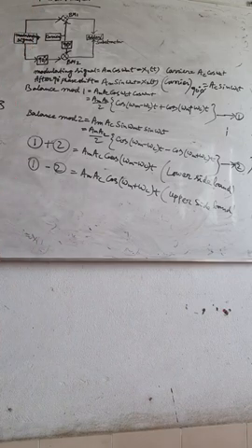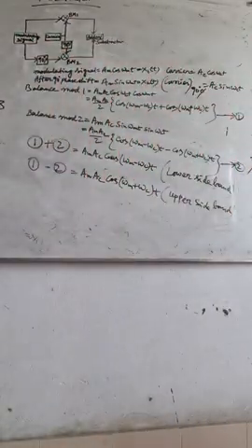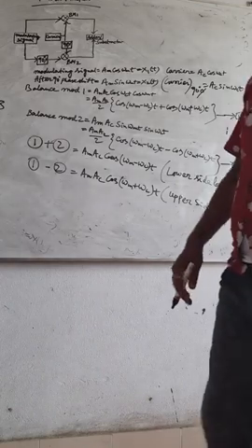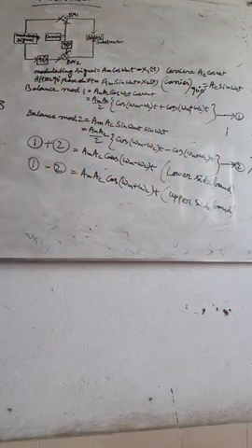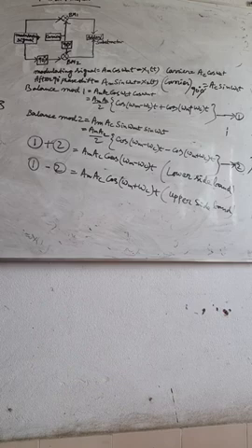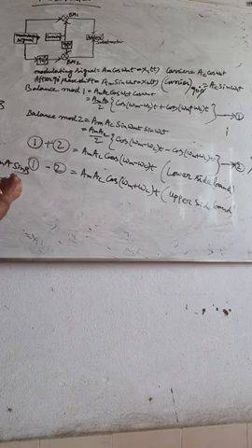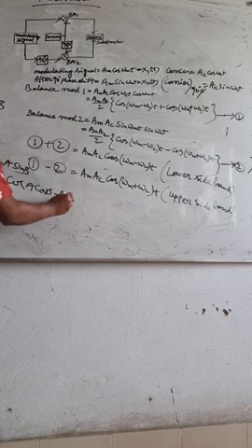Cos of A minus B minus cos of A plus B. The cos of A minus B formula is cos A cos B plus sin A sin B. The cos of A plus B formula is cos A cos B minus sin A sin B. You should remember these formulas.